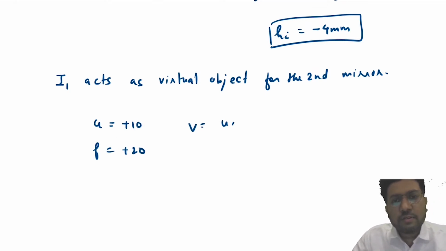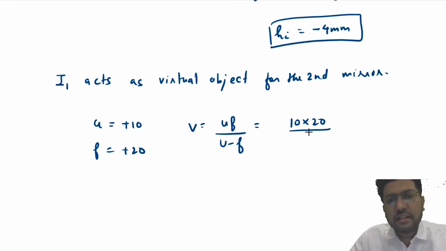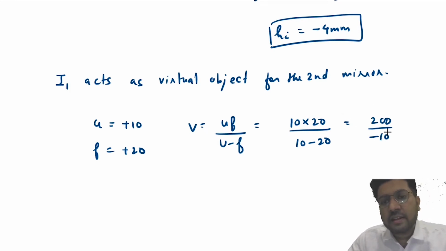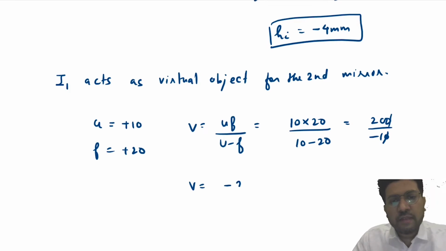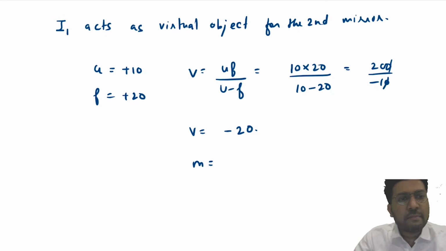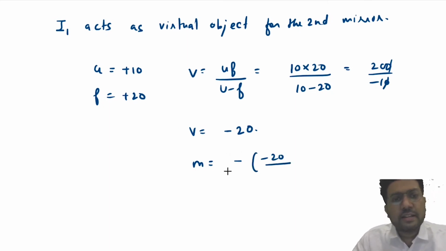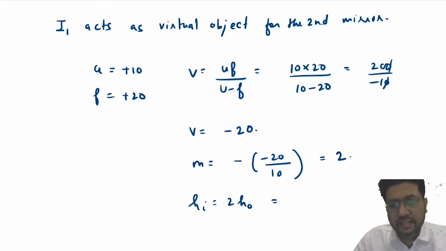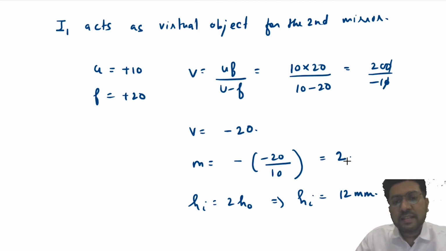So v is equal to uf by u minus f, and that will be equal to 10 into 20 divided by 10 minus 20, and that will be equal to 200 by minus 10. That is v is equal to minus 20, and m is equal to how much? M is equal to minus of minus 20 divided by 10. So you will get 2. M is equal to 2, that means hi is equal to 2 times ho. Now ho is 6, so hi will be 12 millimeter, and plus means erect.